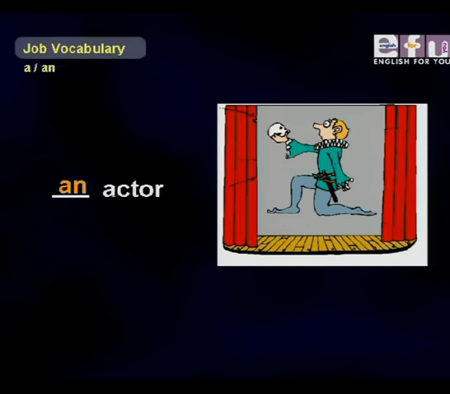Okay, now accountant: manages money. All right, Isabel? An accountant manages money. Yes, an accountant manages money. All right, very good. Now, we're going to look at these again.